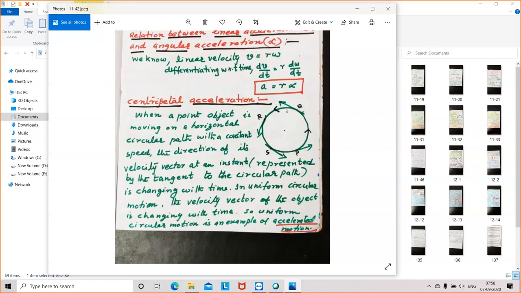So if the magnitude of velocity changes or if the direction of velocity changes, both are changes in velocity. Change in velocity by time gives acceleration. So if either the magnitude changes or the direction changes, both are cases of accelerated motion, because change in velocity is there. It can be either in magnitude or in direction. Change in velocity by time, that is acceleration. So here circular motion is an accelerated motion.